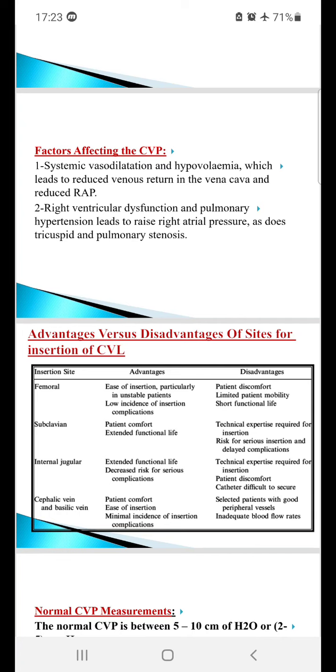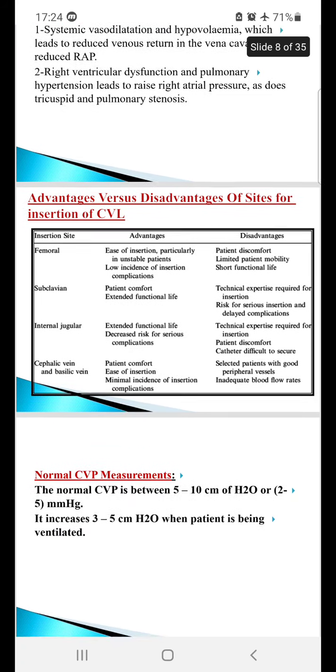Internal jugular advantages: extended functional life, decreased risk of serious complications. Disadvantages: technical expert required for insertion, patient discomfort, catheter difficult to secure. Cephalic and basilic vein advantages: patient comfort, ease of insertion, minimal incidence of insertion complications. Disadvantages: only for selected patients with good peripheral vessels, inadequate blood flow rates.